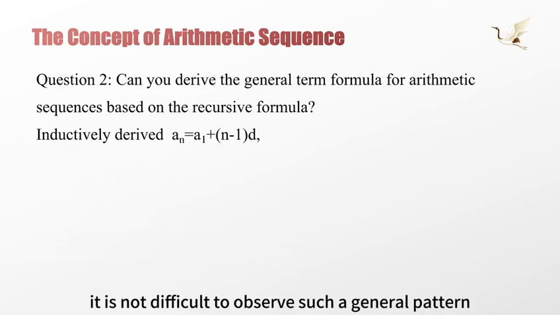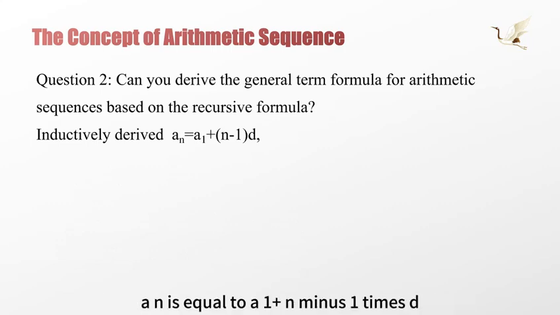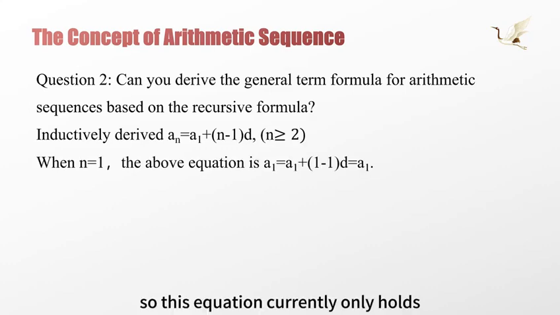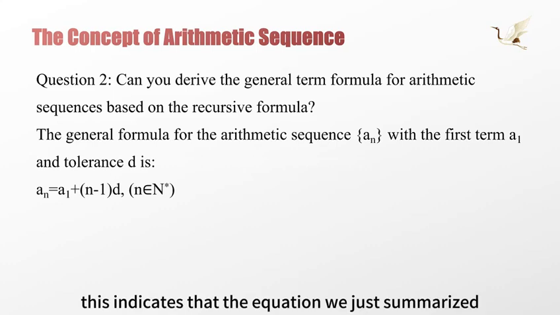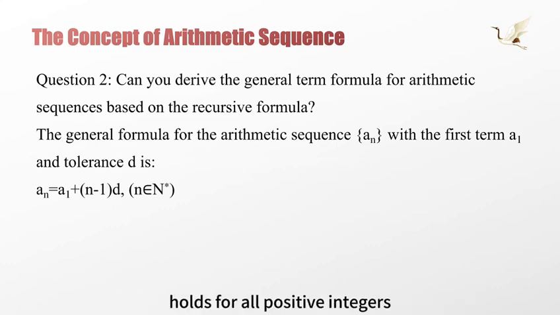It is not difficult to observe such a general pattern: a_n equals a_1 plus (n minus 1) times d. Please consider whether this equation holds for all positive integers. We noticed that the recursive equation just now starts from a_2 equals a_1 plus d. So this equation currently only holds for positive integers greater than or equal to 2. What should we do when n equals 1? As you can imagine, we can substitute n equals 1 for verification. When n is equal to 1, the above equation becomes a_1 equals a_1 plus (1 minus 1) times d, which is also equal to a_1. This indicates that the equation we just summarized holds for all positive integers.